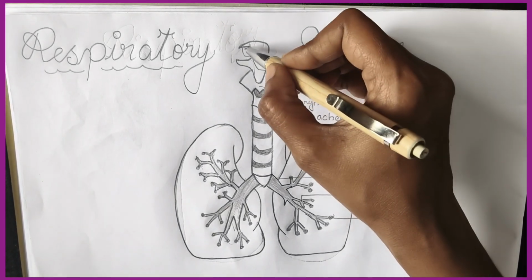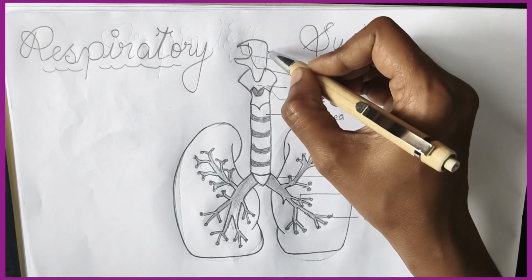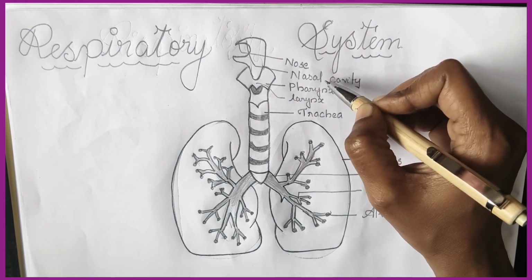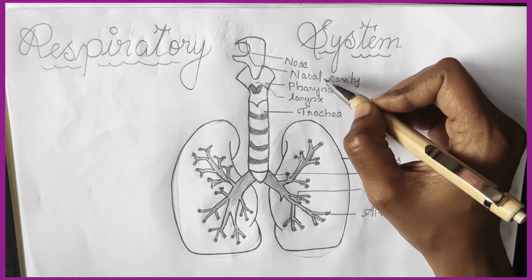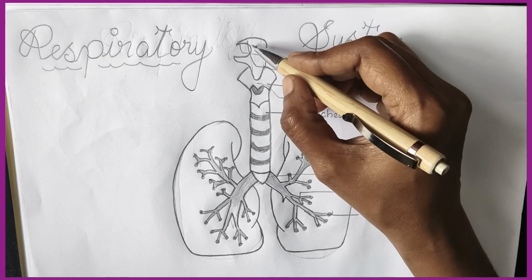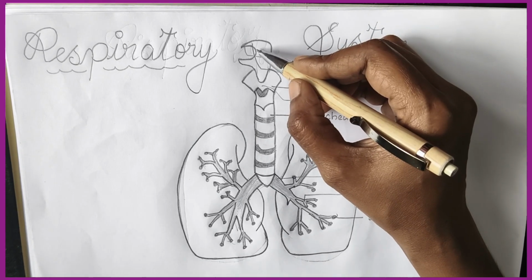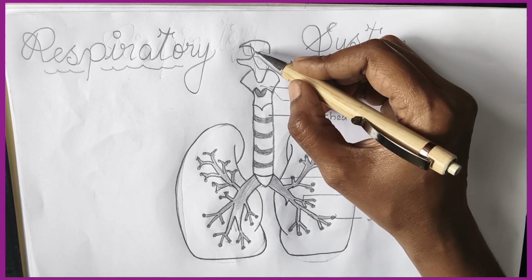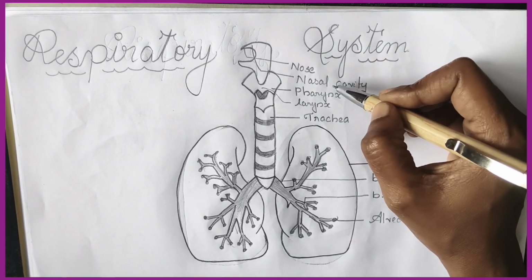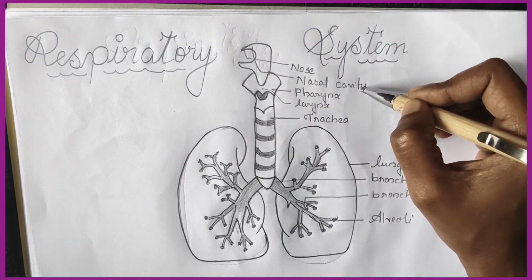The nose is followed by the nasal cavity. The nasal cavity contains small hairs, and mucus is present. These hairs and mucus are used to filter the air. They filter out dust particles and germs present in the air. So the hairs and mucus present in the nasal cavity are used to filter the air.